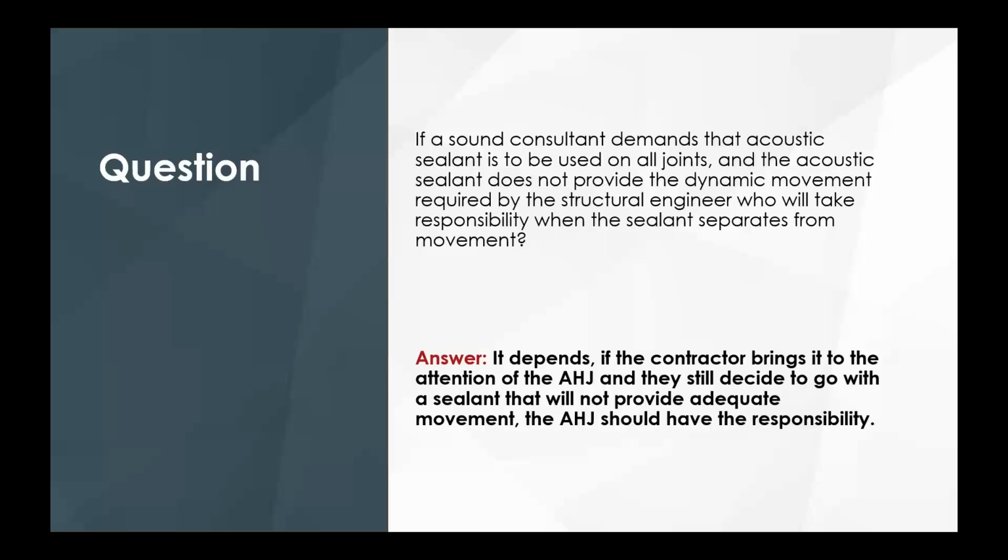That is going to depend on whether the contractor brings it to the attention of the AHJ, the GC, whoever they're working with. If they bring it up and say, hey, we've got an issue here, you're telling me to use a product that is not providing dynamic movement and it may separate, and they still say, go ahead and use it, then in my opinion, the AHJ, whoever signed off on it, should take the responsibility. So push that over. Make sure you bring it up.